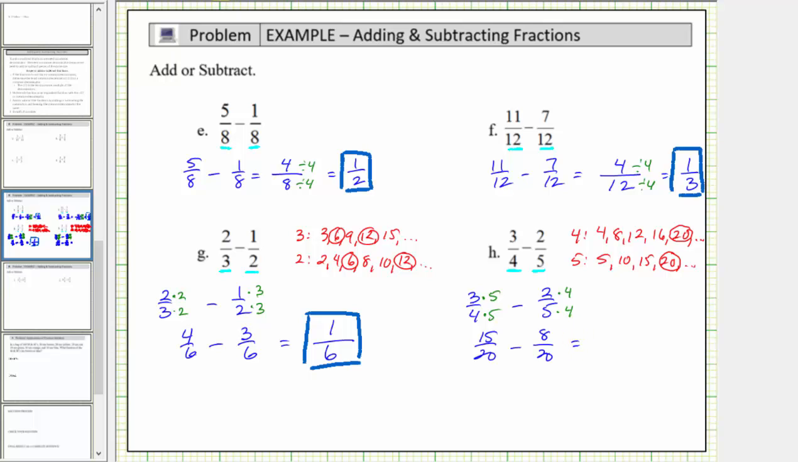Now that we have a common denominator, we know the parts or pieces are the same size, and we can determine the difference. Subtracting the numerators, 15 minus 8 is equal to 7, and the denominator remains 20. The only common factor between 7 and 20 is 1, and therefore this difference is simplified. The difference equals 7/20. And this should make sense. 15/20 minus 8/20 equals 7/20 means 15 copies of 1/20 minus 8 copies of 1/20 equals 7 copies of 1/20.